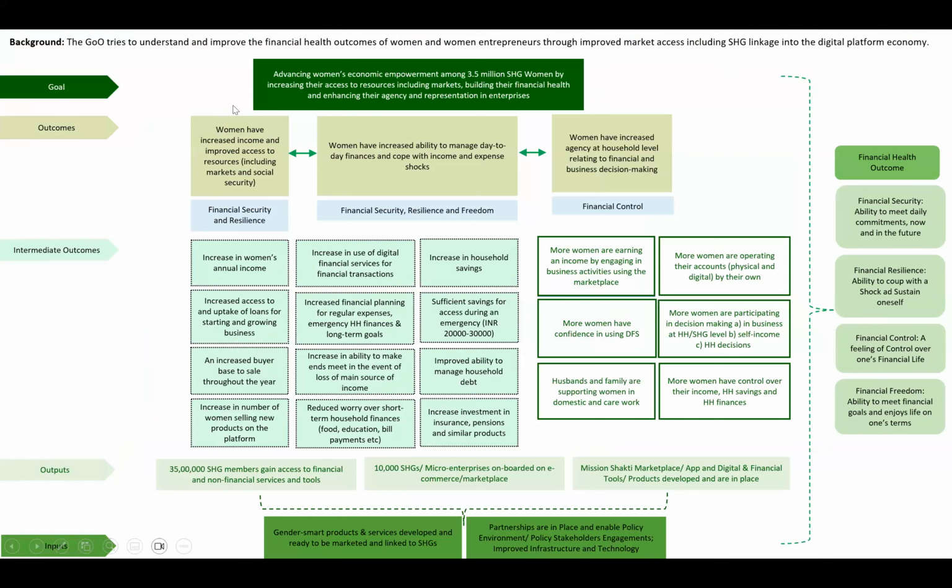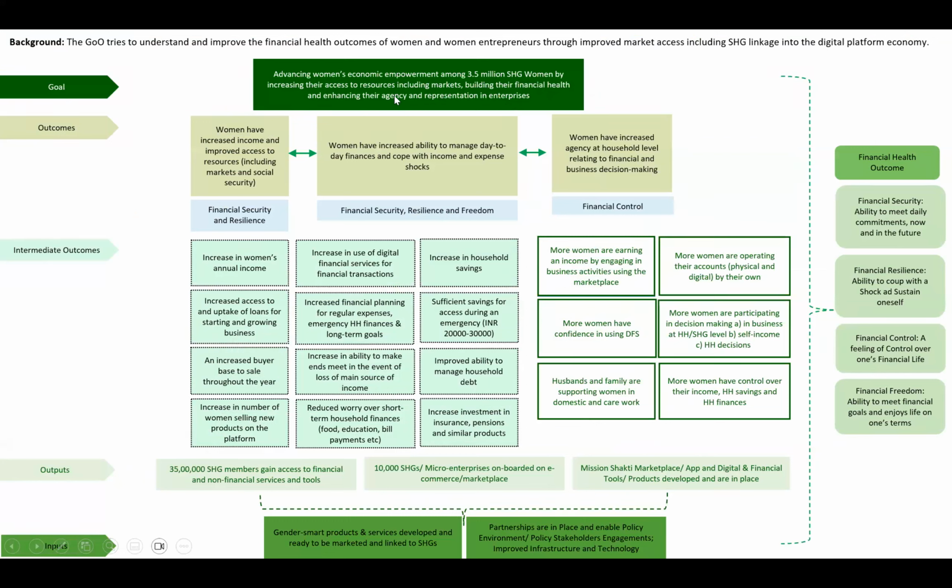So what was my goal basically? As I mentioned, advancing women's economic empowerment, mainly for about 3.5 million SSG women, by increasing their access to resources, including market, building their financial health, and enhancing their agency and representation in enterprises.